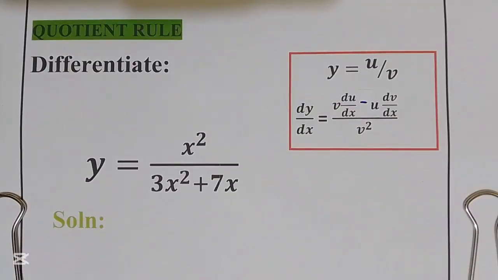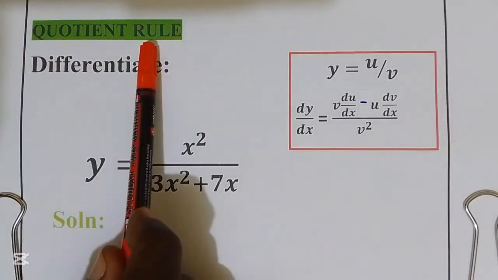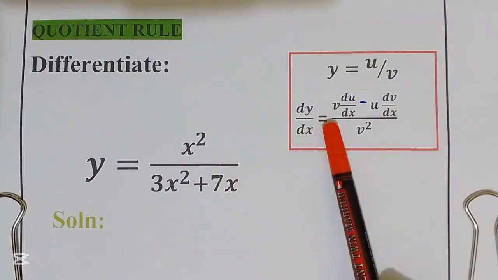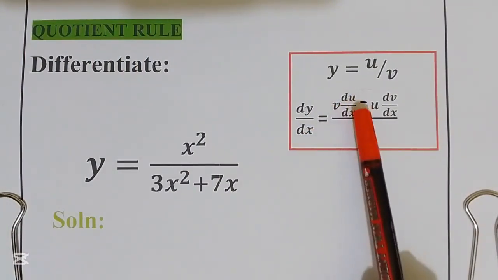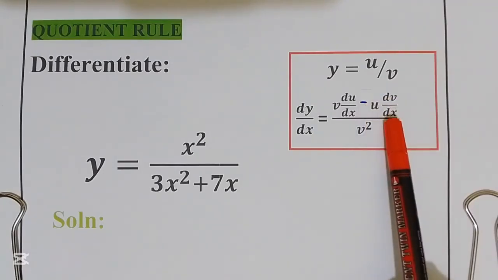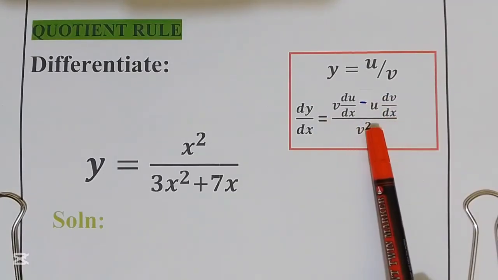We are going to differentiate a function in the form of y equal to u over v. This kind of function, we use quotient rule to differentiate. That is, dy/dx is equal to v du/dx minus u dv/dx, divided by v square.